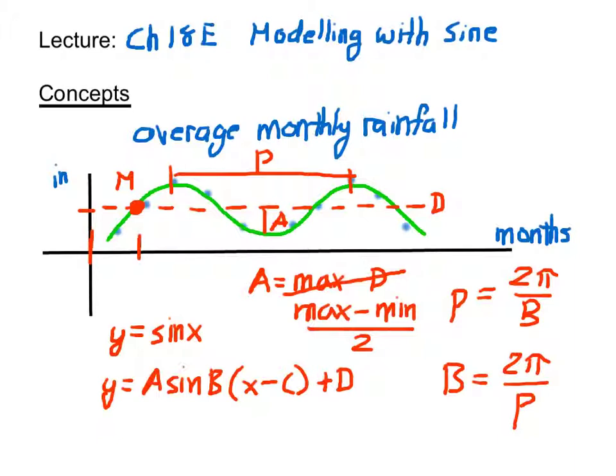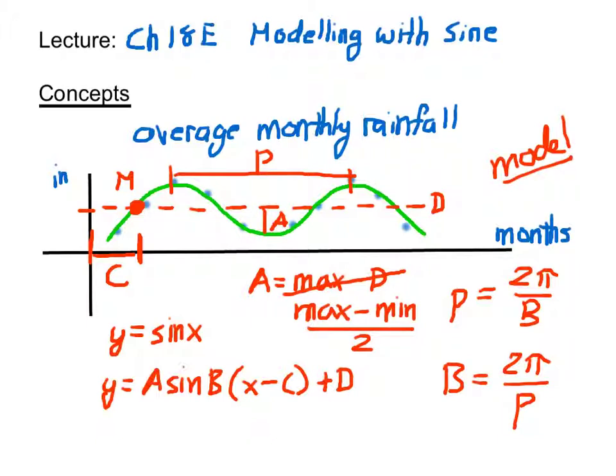We just take the length between the origin, or the y-axis, and where the point M is on the new primary axis. That distance right there is C. Now once we have all of these, A, B, C, and D, we can write an equation or a model for the natural phenomenon that we're looking at.